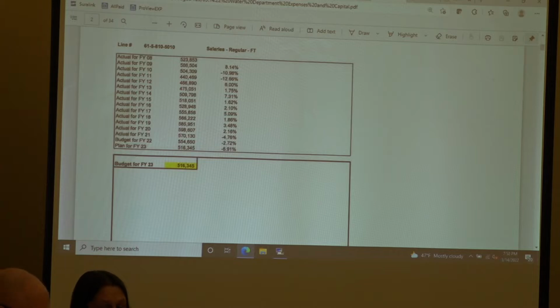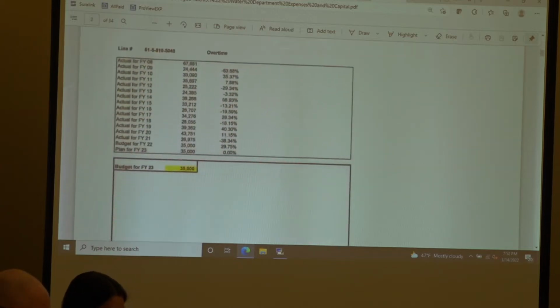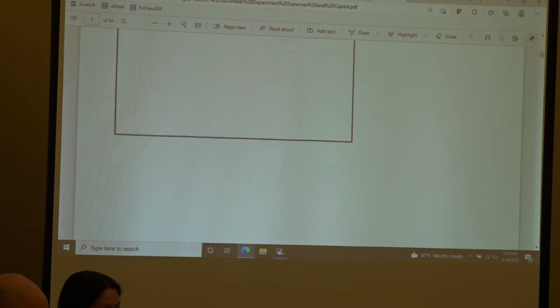All right, so salary is a little bit less than previous. Overtime has stayed the same. Again, overtime is basically weather-related, as far as main breaks, what we experience, what we don't experience. Everybody in the Public Works Department participates in snow removal. So, again, those are all things that cause us to incur overtime.